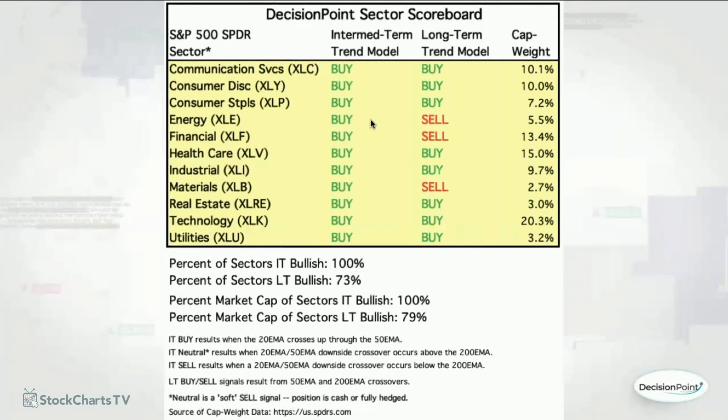And really at this point, we're on buy signals in the intermediate term for all of the sectors, meaning the 20-day EMA is above the 50 for all of them. And as far as the long-term trend model, the 50-day EMA is above the 200 on all but 3 of the sectors. Energy, financials, and materials are still holding sell signals in the long term, which means that 50-day EMA is below the 200-day EMA.